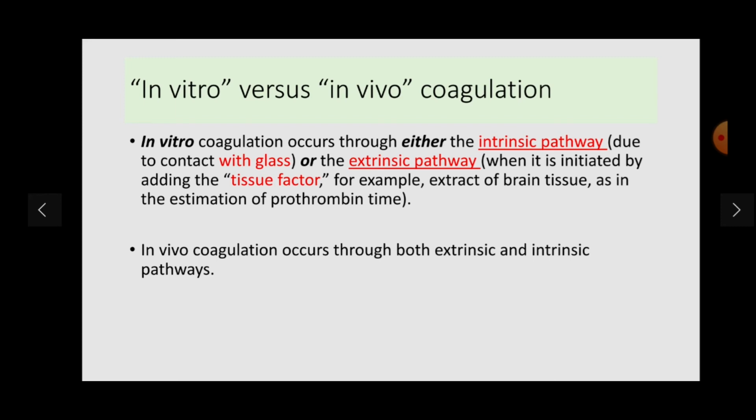If the blood is collected with more tissue injury, then it can lead to coagulation in vitro by the extrinsic pathway also. But always remember that in vitro coagulation is mainly due to the intrinsic pathway. Now inside the body, in vivo coagulation occurs through both extrinsic as well as intrinsic pathways, but mainly due to tissue injury, coagulation is initiated mainly by the extrinsic pathway.